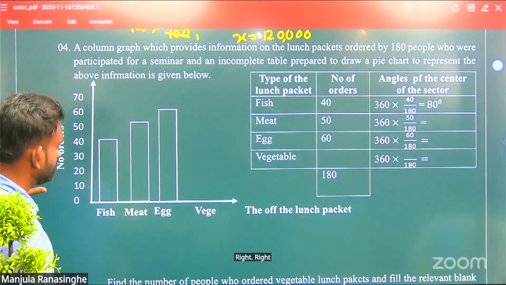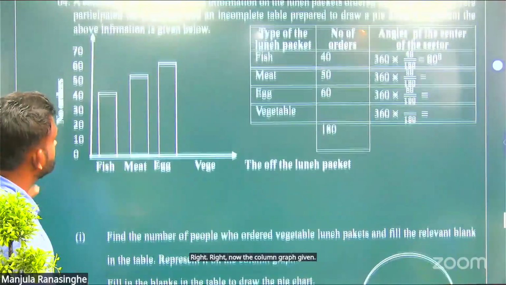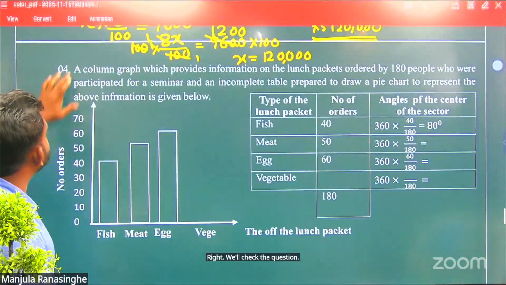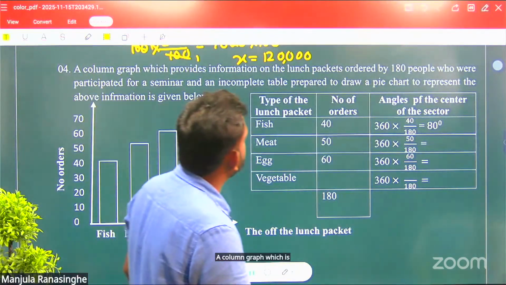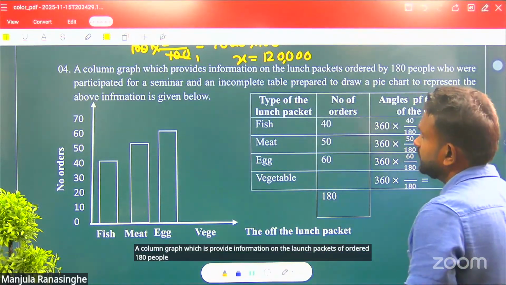Now the column graph given. We'll check the question. A column graph which provides information on the lunch packets ordered by 180 people. Can you explain the previous question again?